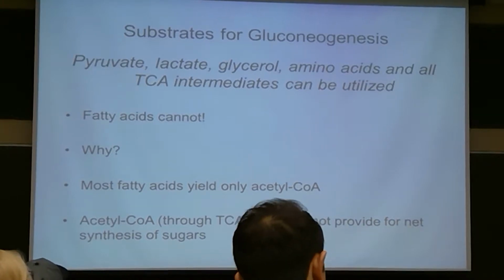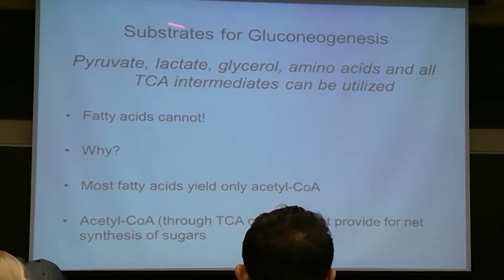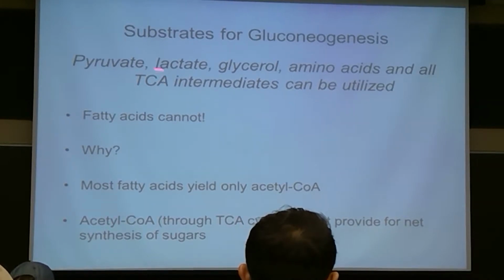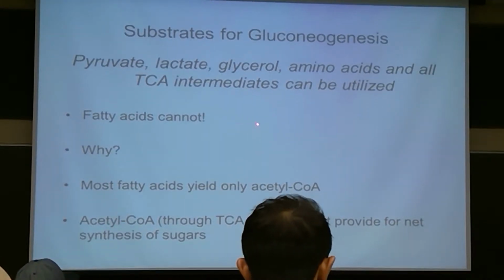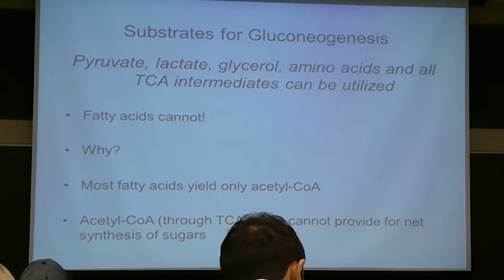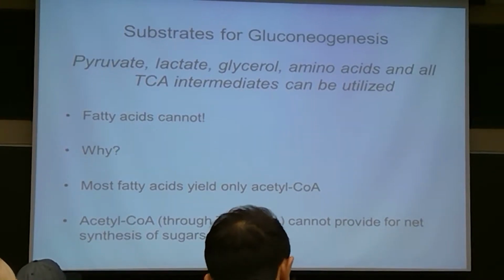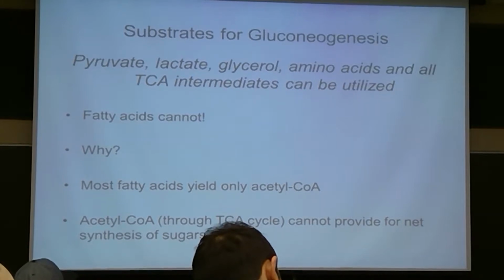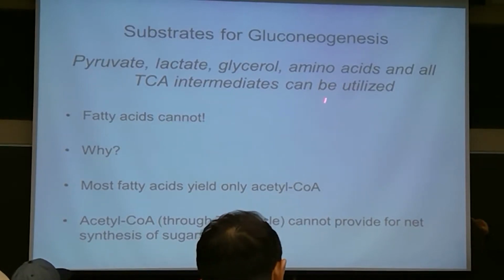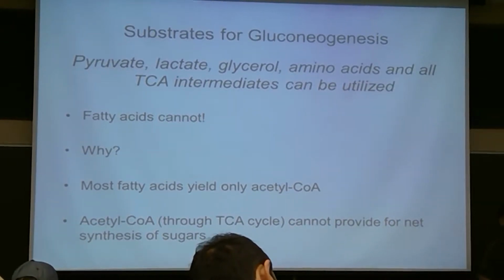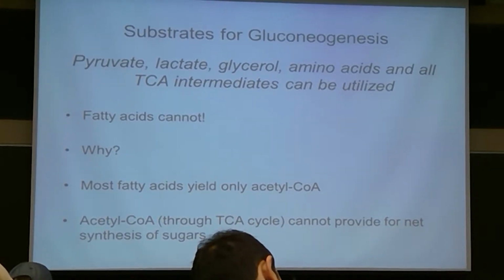Whereas pyruvate, lactate, glycerol, amino acids, and all TCA cycle intermediates can be utilized. Think about this. All TCA cycle intermediates can be utilized, then why not acetyl-CoA? Does it make sense? Because acetyl gets into the TCA cycle. So although it does not go directly back into glucose, it can get into TCA cycle intermediates, so you still can make glucose out of it. So all these are substrates.